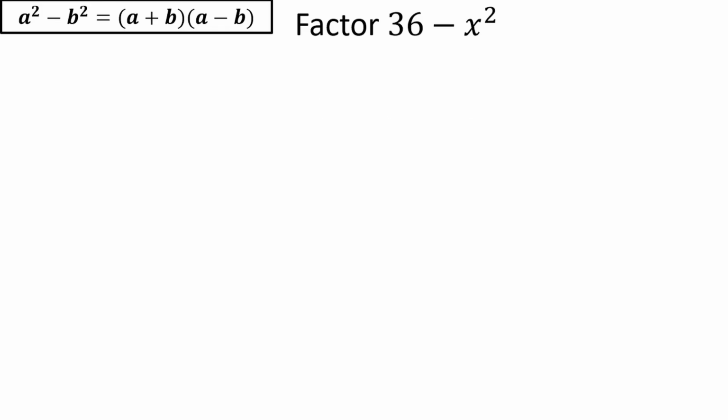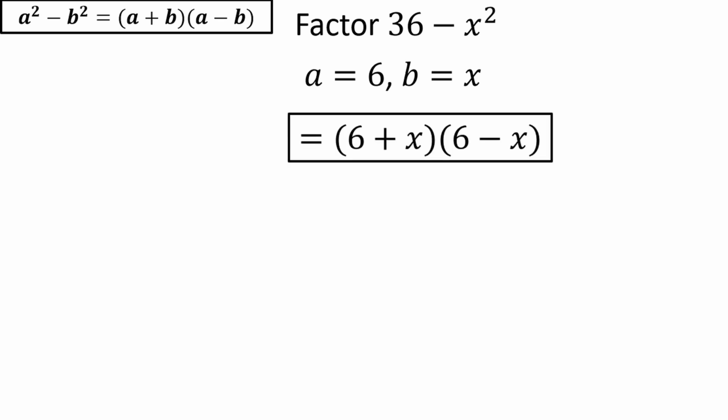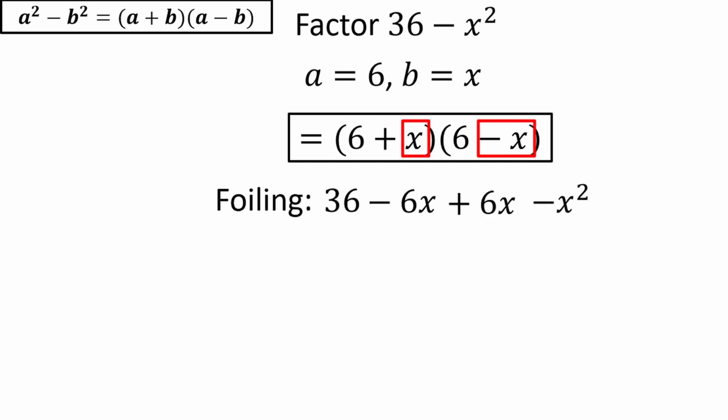We have 36 minus x squared. Hopefully you can verify that the two values that are squared here are a equals 6 and b equals x. 6 squared is 36, and x squared is, well, x squared. Therefore, using our formula, this can be factored as (6 + x)(6 − x). You can verify this is correct by FOILing. 36 minus 6x plus 6x minus x squared, which is 36 minus x squared, as the two middle terms cancel. Now we have exactly what we started with, which verifies that we factored correctly.